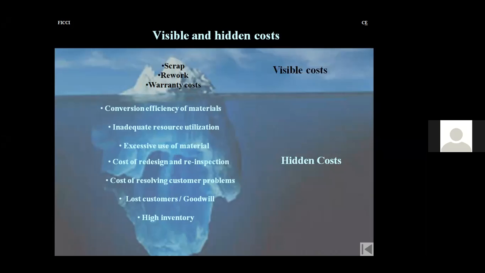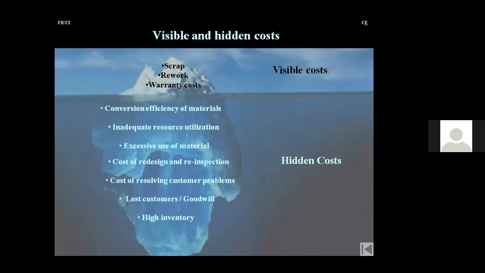Cost of redesign: again, there are a lot of rejects. The customer specifications are not being met, or the workability is poor. Then again, you have to redesign. Redesign means then re-inspection has to be done. Customer problems, how do they come to you? How do we resolve them? And if we are not giving good products, we lose so many customers, their goodwill. This again is a very serious cost. High inventory. That is why we are talking in terms of pull system or the just-in-time system.